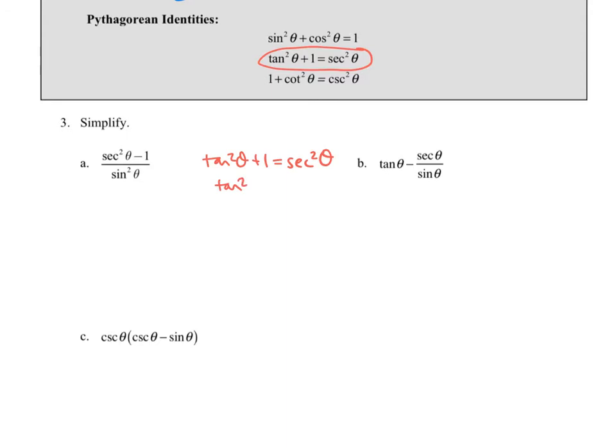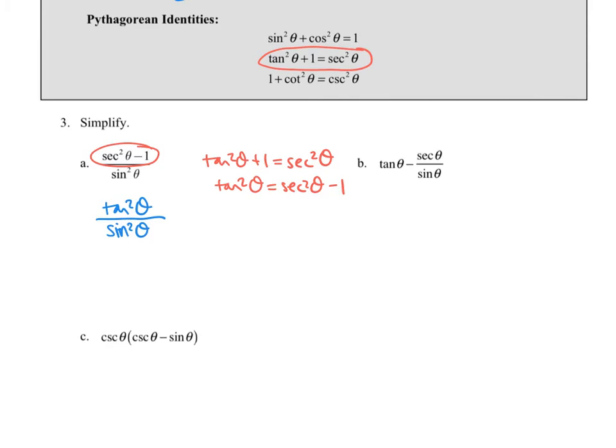I get tangent squared theta equals secant squared theta minus 1. And that's exactly what I have up here. So I can replace secant squared theta minus 1 with tangent squared theta. And then on the bottom, for now, I'm going to leave sine squared theta. And then I'm going to simplify.